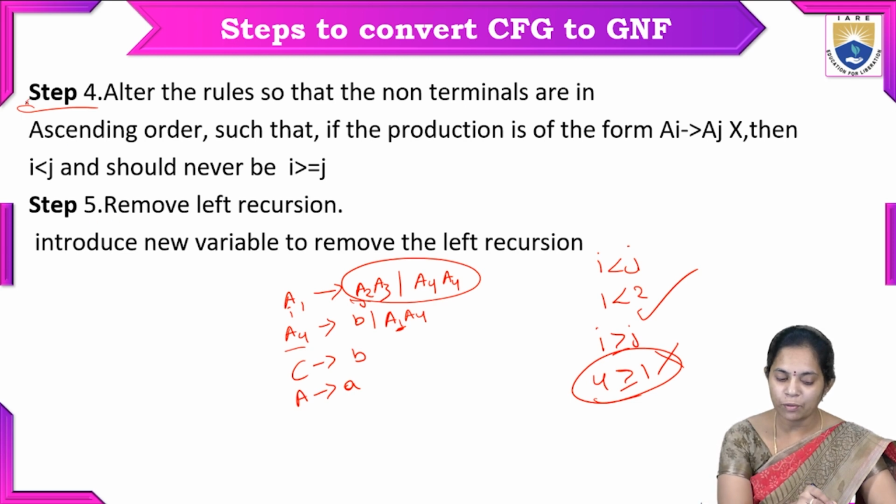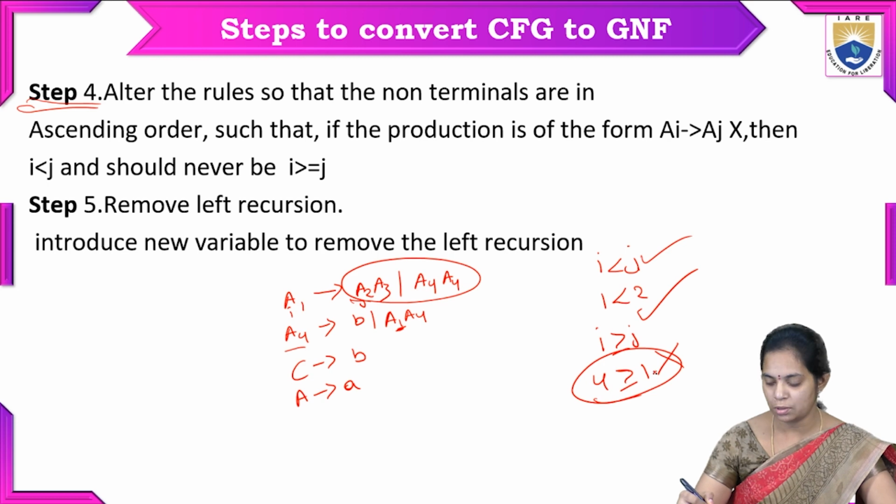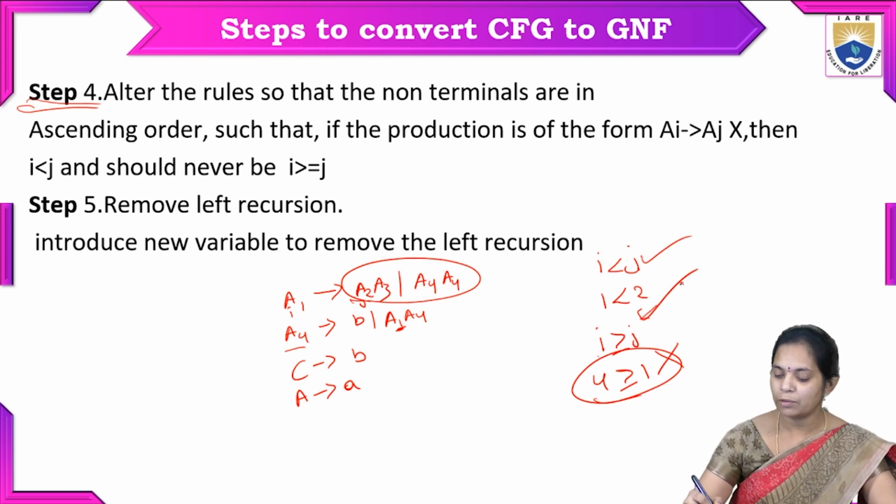And after this is the fourth step. In the fourth step, we have to identify this kind of production. Here the less-than and greater-than symbols are there; we have to remove them and leave the rule as it is.